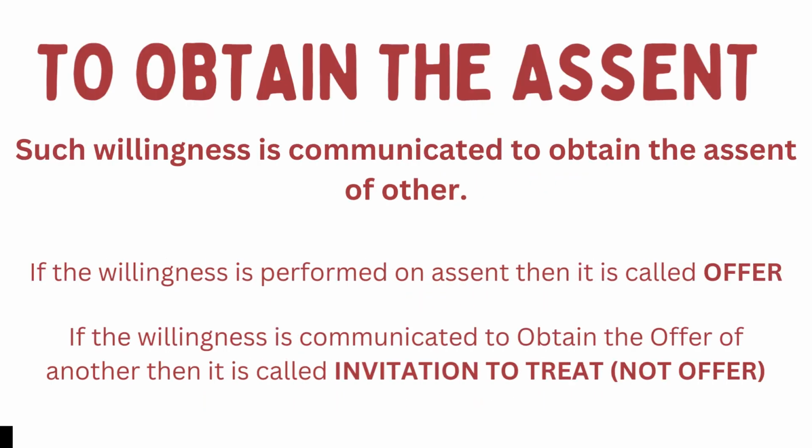The last essential is to obtain the assent. The proposal is made to obtain the assent of the another person. Such willingness is communicated that the other person's assent can be obtained on the proposal. So here arises a concept of invitation to treat, which is different from offer. In offer, the willingness is performed on assent, and in invitation to treat, willingness is communicated to obtain the offer from another person. So if the willingness is performed on assent, then it is called offer. And if the willingness is communicated to obtain the offer of another person, then it is called invitation to treat, which is not an offer.